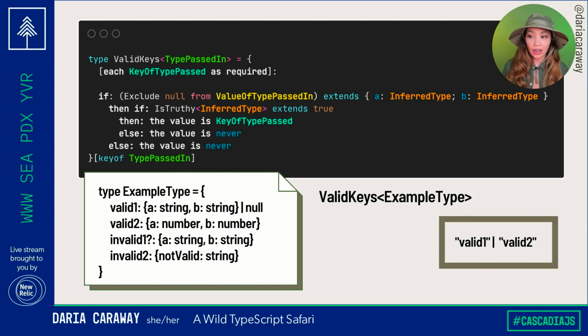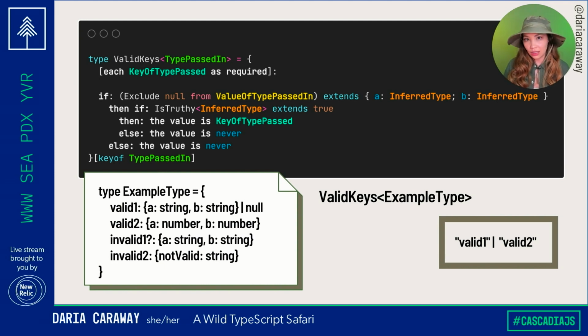Invalid1 is not valid actually because it's optional. So optional means that the type can be undefined. Undefined does not extend our object structure, and then we modify off undefined. So that one gives us never, which isn't going to be pulled off when we index back into the map type.